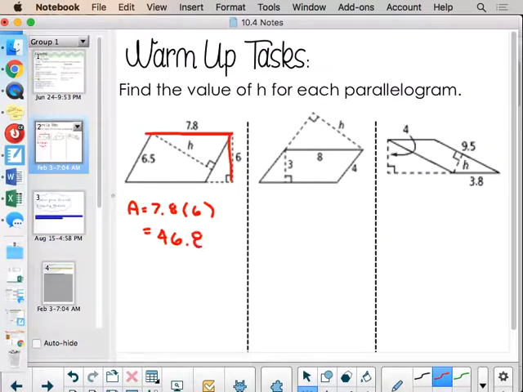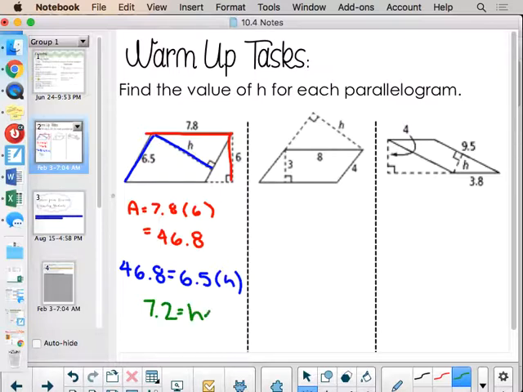46.8. Alright, so then where did Phoebe take it next? Phoebe started off the problem. Where do you take it next? Yana? You do 46.8 equals 6.5. Very good, Yana. So 46.8 is equal to 6.5 times h, because those would be the other two pieces that correspond to one another because they are perpendicular. So doing all that, what did you get for h? 7.2. Very good. That is exactly what I'm looking for.